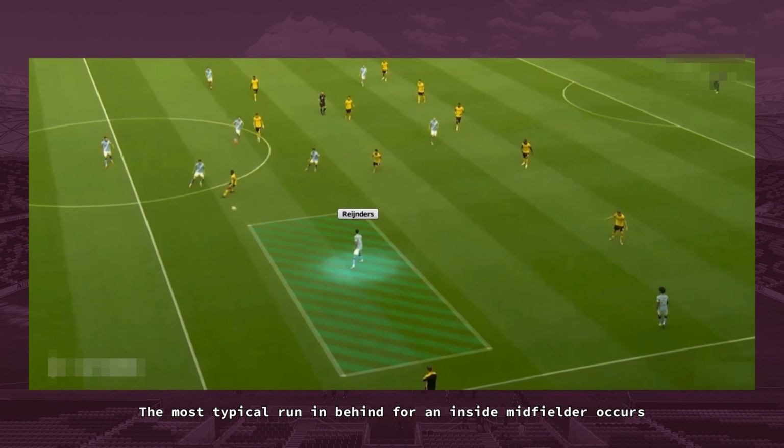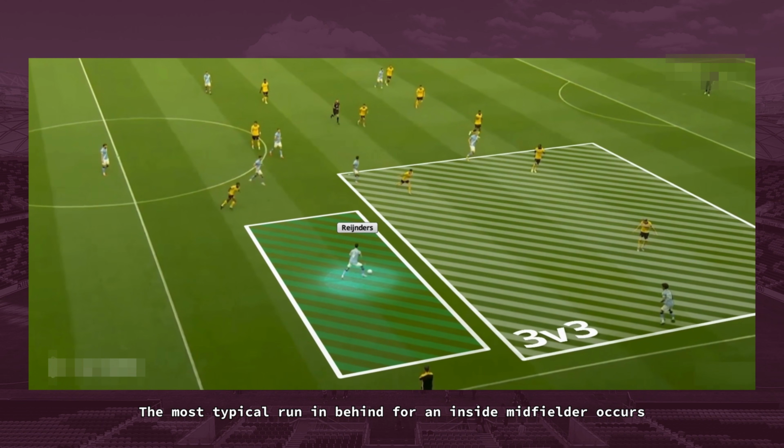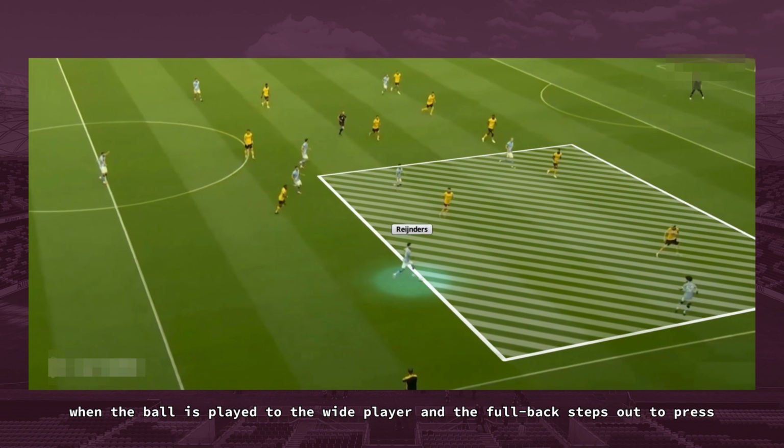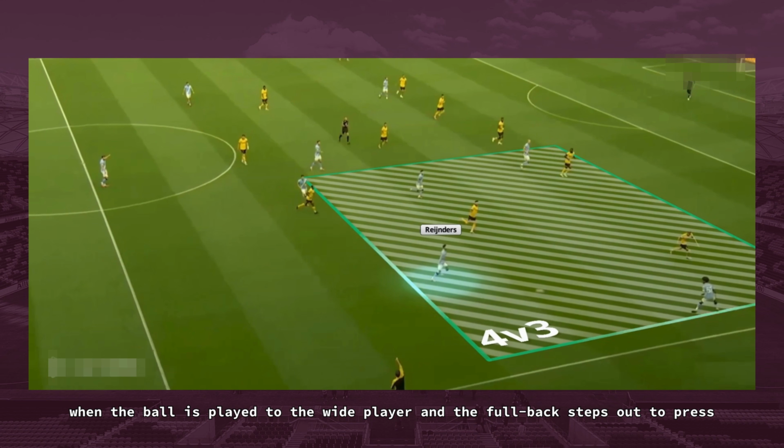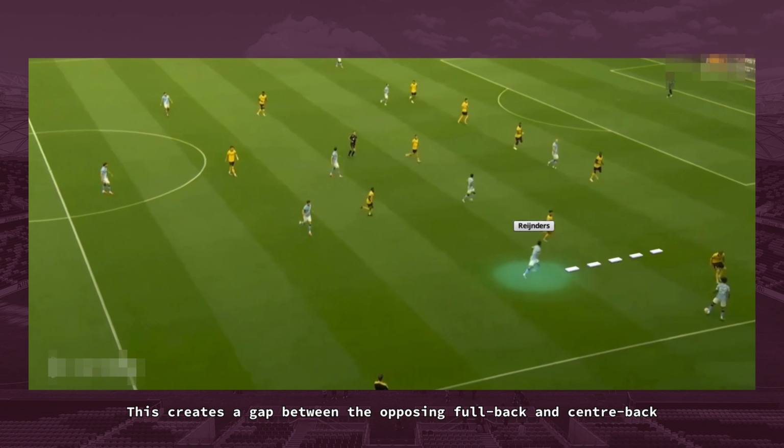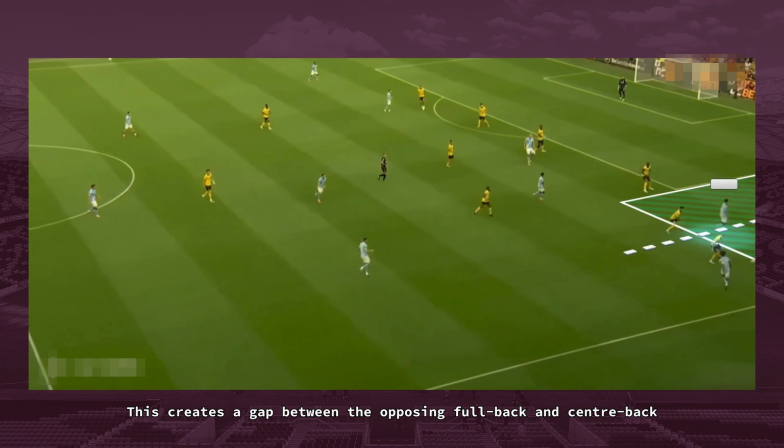The most typical run in behind for an inside midfielder occurs when the ball is played to the wide player and the fullback steps out to press. This creates a gap between the opposing fullback and the center back.